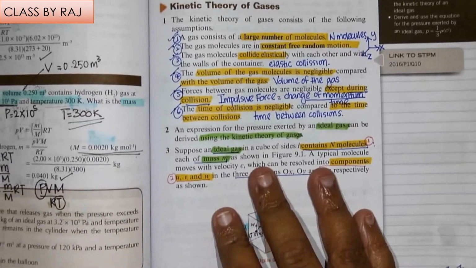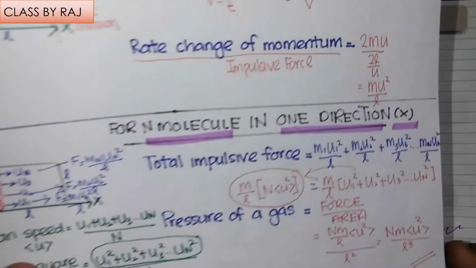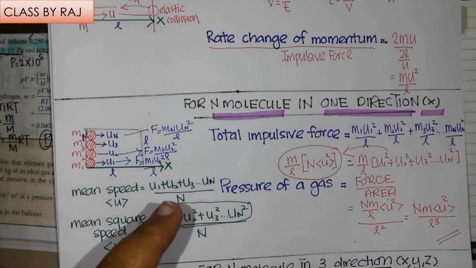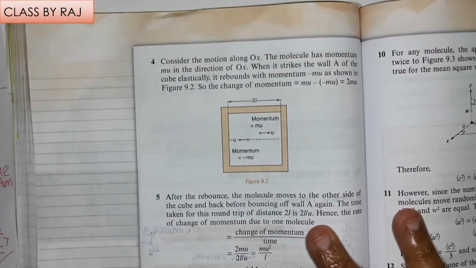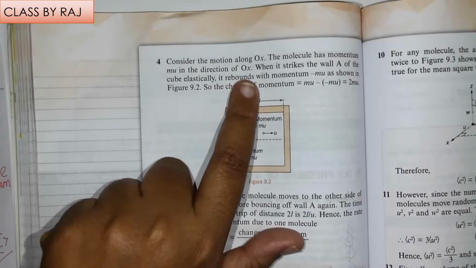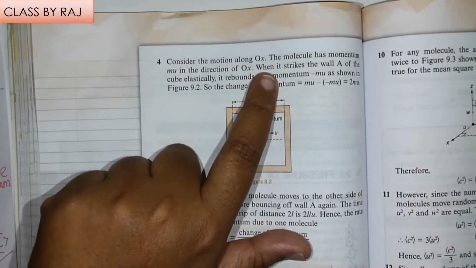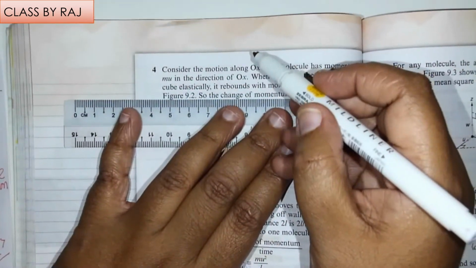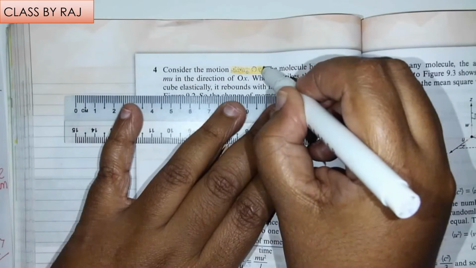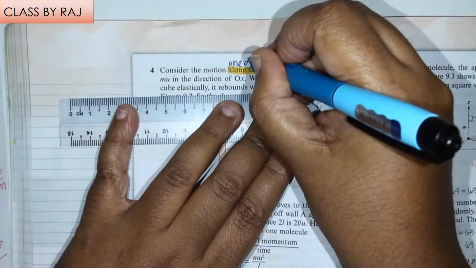Part 3, class, I'm going to look at the pressure of a gas from the textbook. Okay, I already proved for you. So let's see according to the textbook note. Consider the motion along OX. That means motion along OX. Consider the motion along OX, that means in one direction.